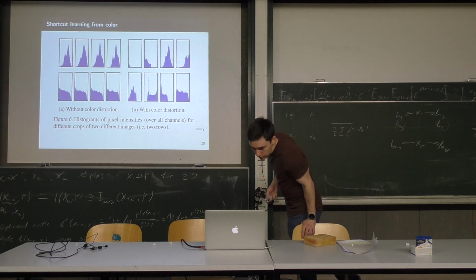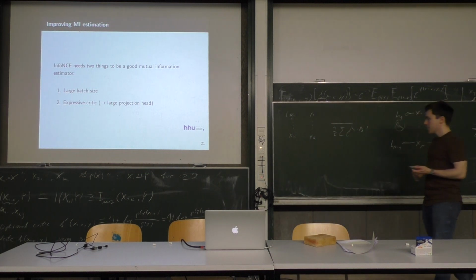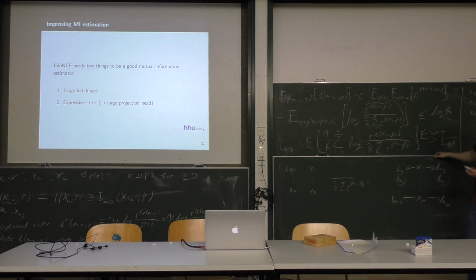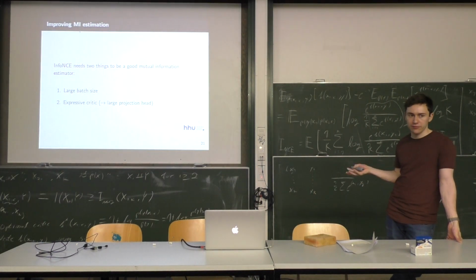Okay, what else? What we saw before: our InfoNCE loss, to be good, needs 2 things. We need an expressive critic. This only works if our critic here can mimic any function, and we need a large batch size. Because otherwise, like I said, our estimate is highly biased. So they do exactly both these things. They use a large batch size, and they use a large projection head, which then corresponds to an expressive critic.